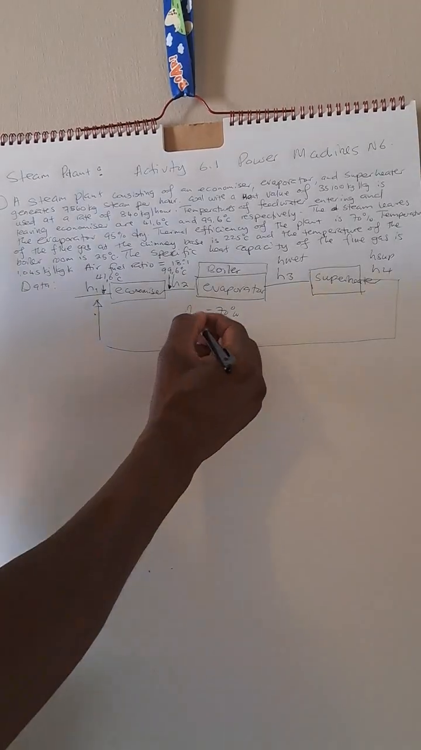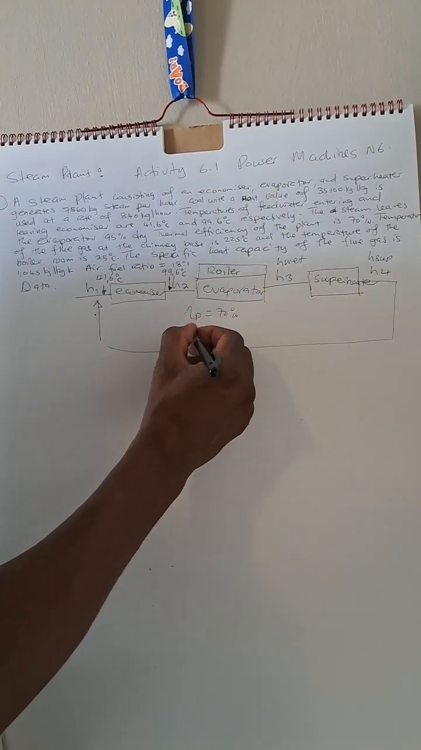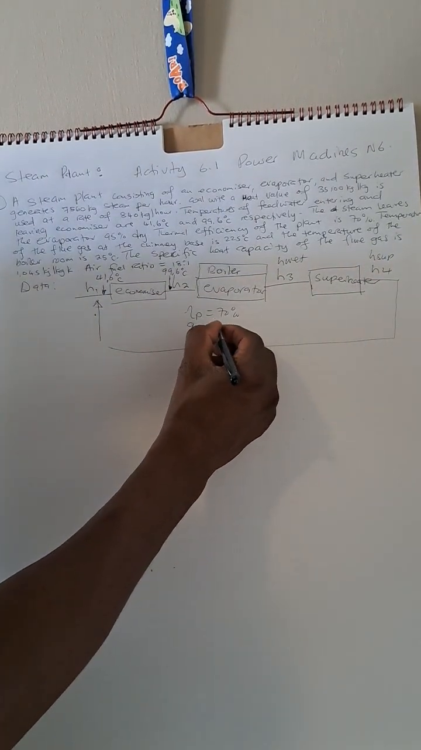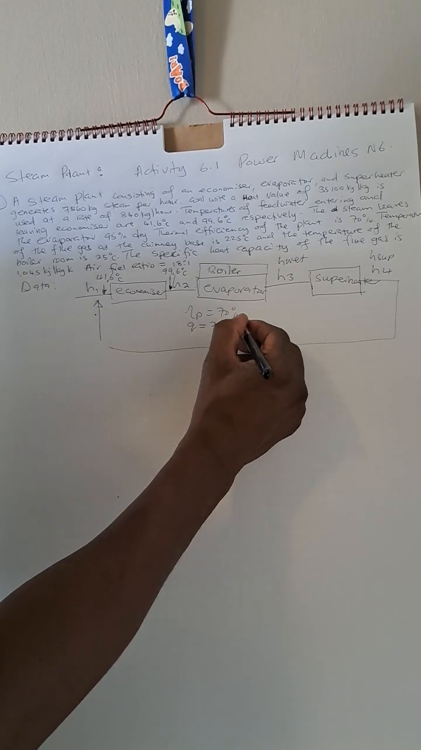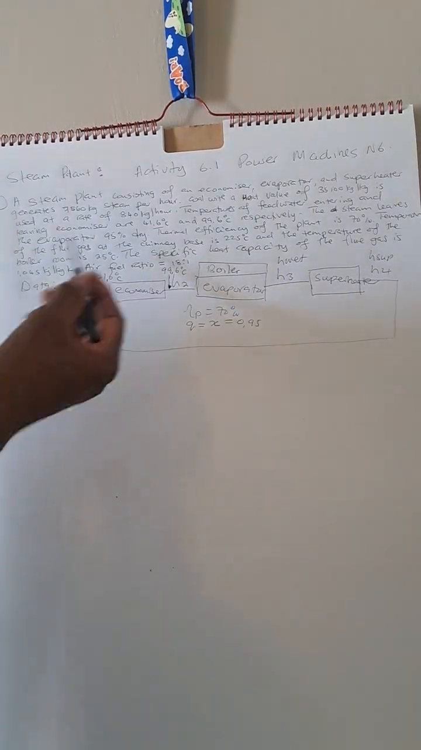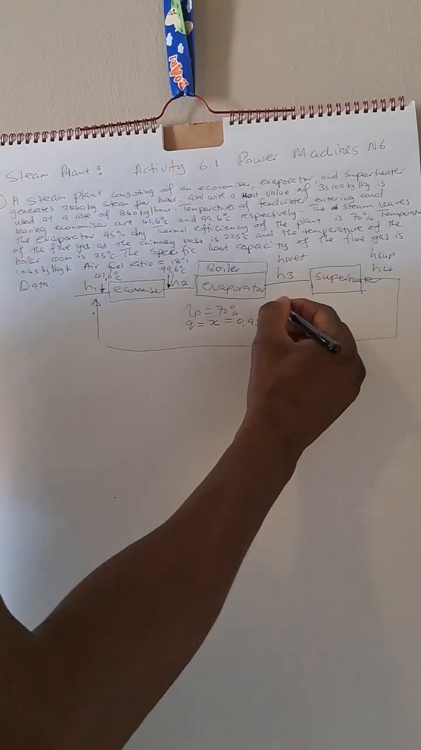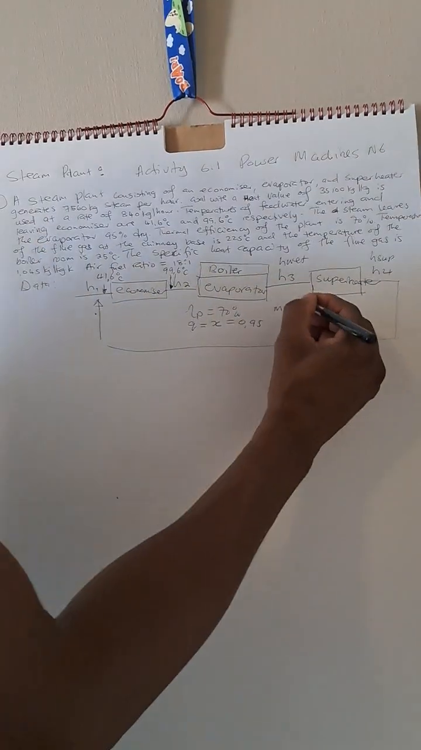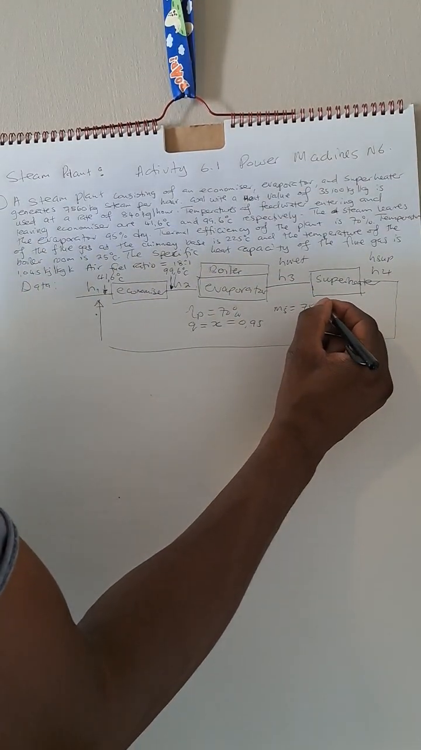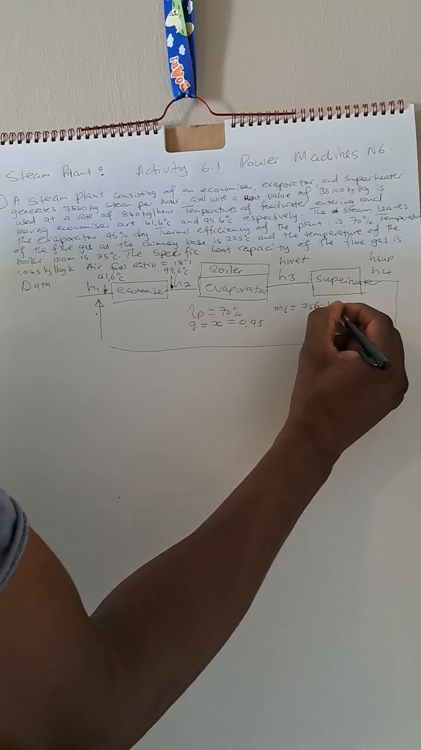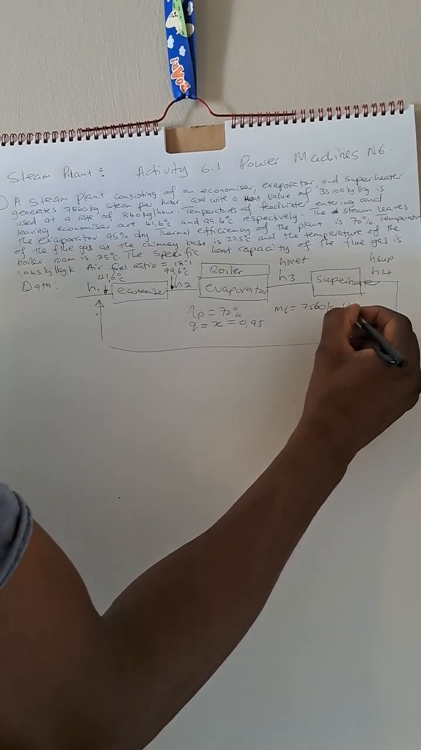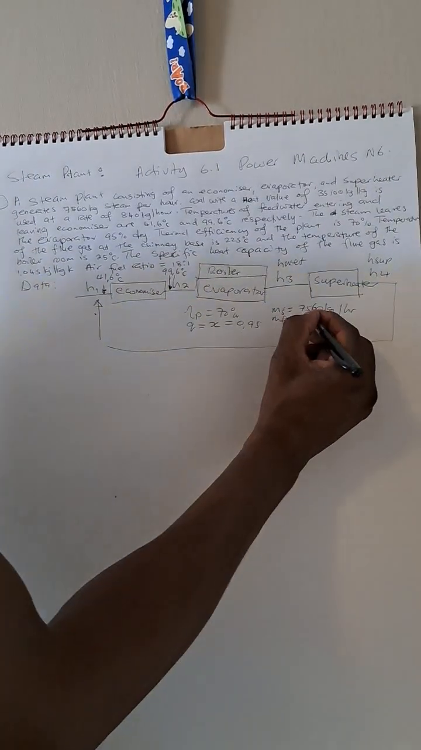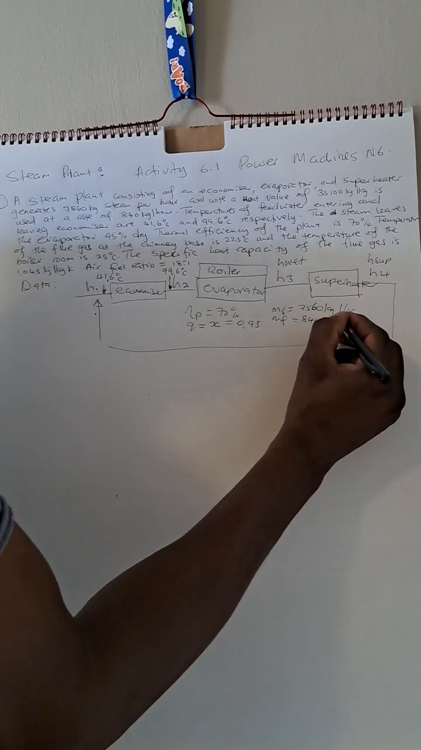What else are we given? The steam leaving the evaporator or the boiler is said to be 95% dry. Therefore, our dryness factor, which you can use the symbol Q or X, becomes 0.95, just divided by 100. And then we are also given the mass of steam, which is 7,560 kg per hour. And then our mass of fuel or coal is given as 840 kg per hour.